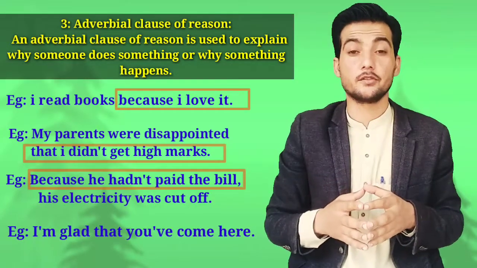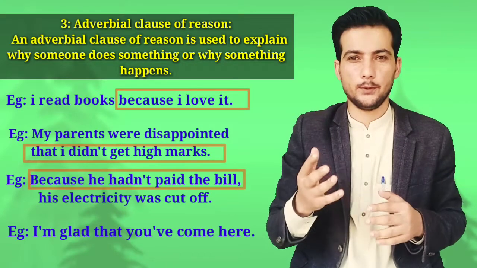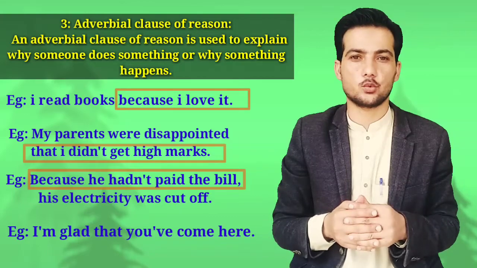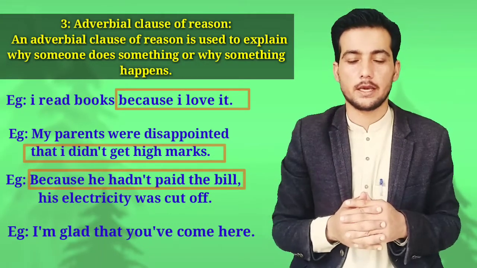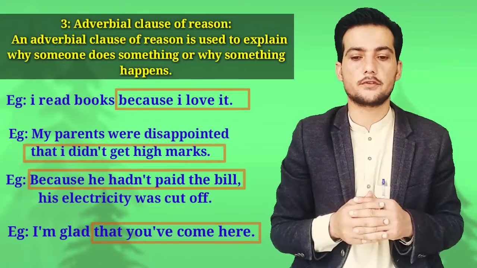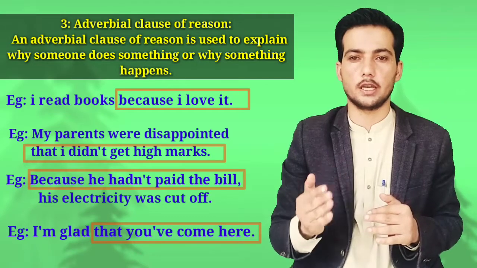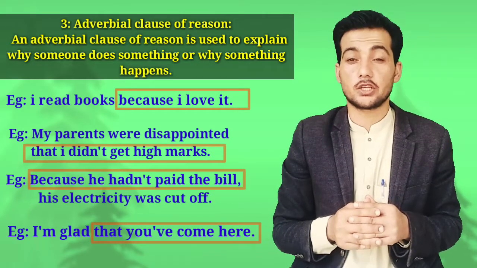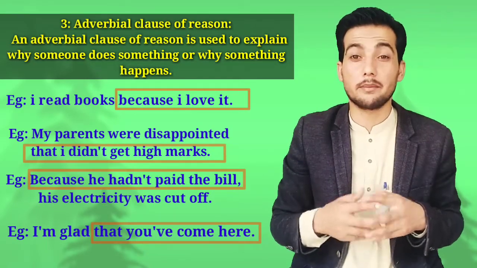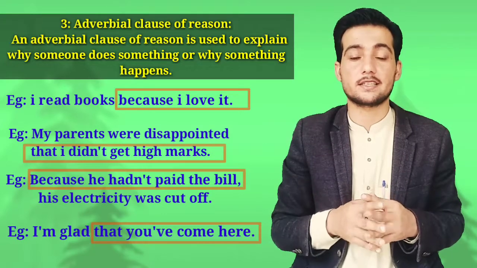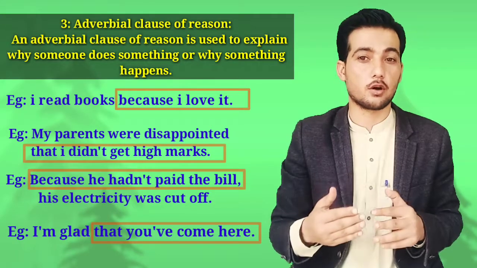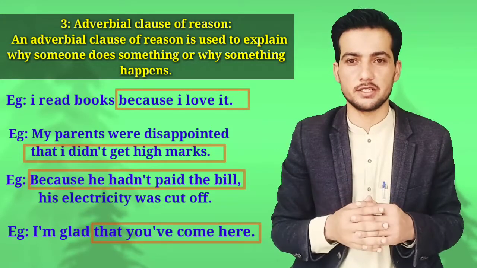I am glad that you have come here. If you look at this sentence, it also consists of two clauses. The first one is "I am glad", and the second one starts with a subordinating conjunction, that is "that", and after that it consists of a subject and a verb. I am glad. Why? What is the reason why I am glad? The reason is that you have come here. So that is why it is an adverbial clause of reason, because it gives us the reason.